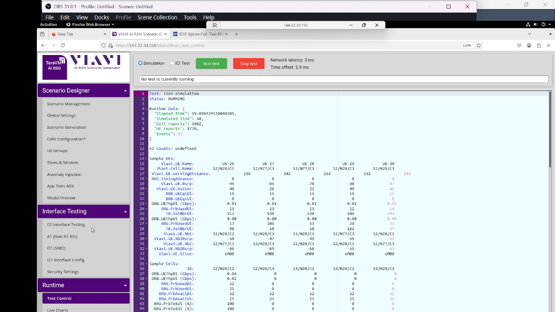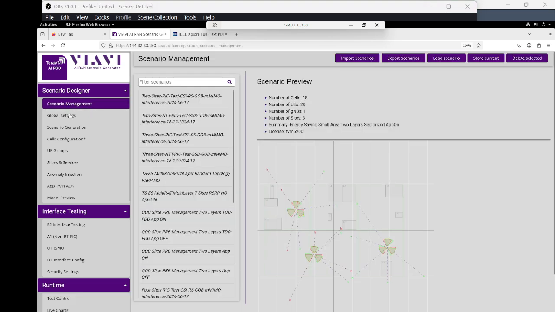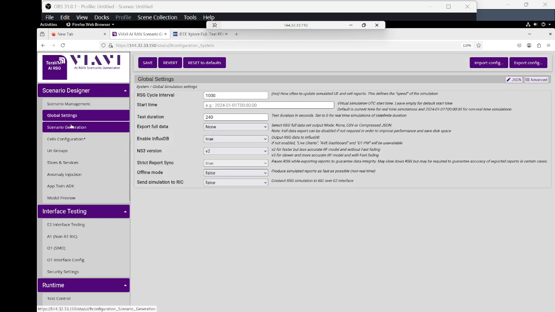I'm going to explain a demo for small cells, using a machine learning method to flow the traffic from non-utilized cells to the ones that are more appropriate. First of all, we are going to take a look at the scenario configurations here.